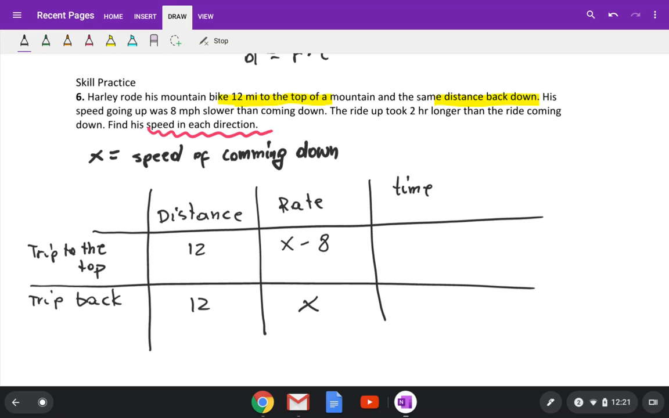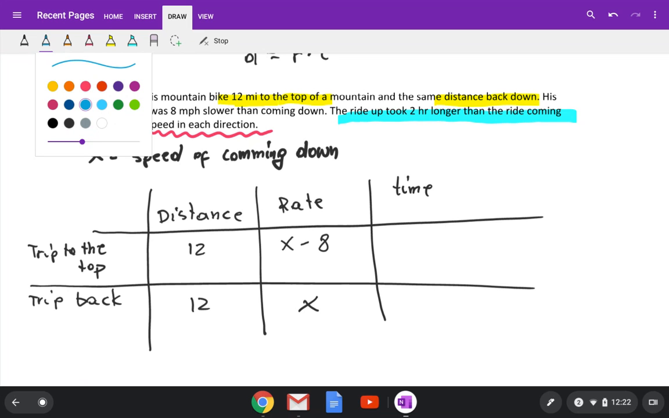And we don't know too much about the time, but don't forget that when you are solving these problems, you want to only introduce one variable. So look what happened here. They're saying that the ride up took 2 hours longer than the ride coming down. So I know the difference of time. The ride up took 2 hours longer than the ride coming down. So how am I going to translate that information?